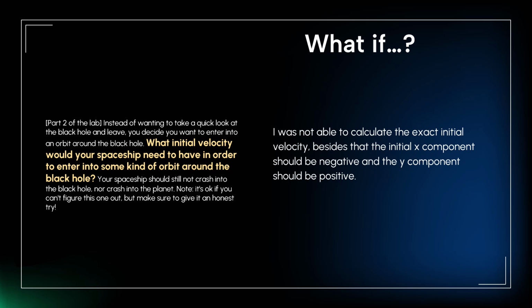For this part, asking what initial velocity the spaceship would need in order to orbit around the black hole, I was unable to find this, but what I know for certain is that the initial x component would have to be negative and the y component would have to be positive.